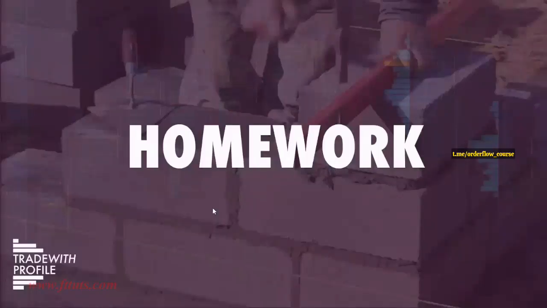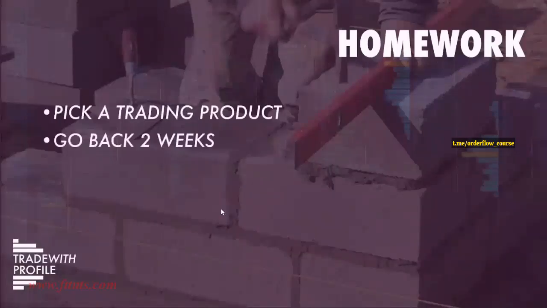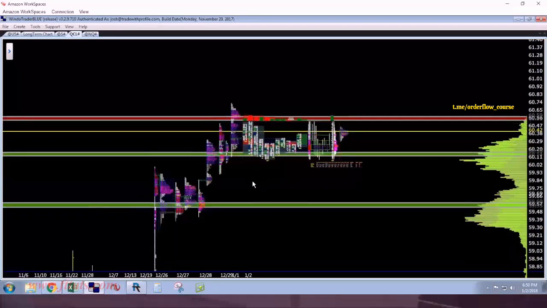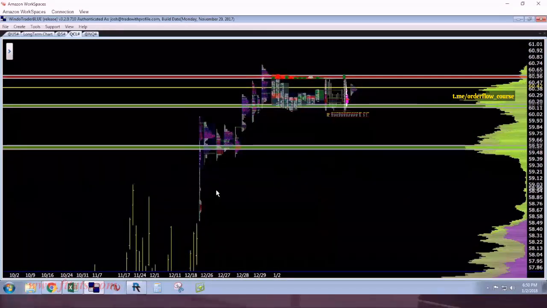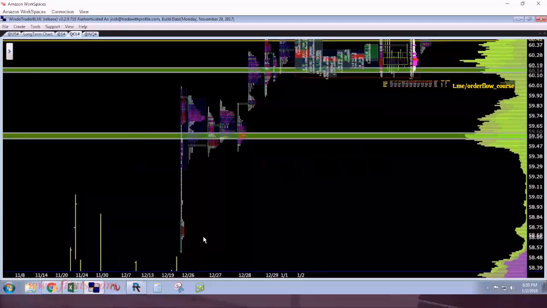So let me give you some homework for this module. Pick a trading product, go back 2 weeks, and print out charts, specifically if you have access to time-based profiling charts, and mark them up based on open types and day types. In students that I work with, we often will go back and look at specific days and say, okay, what type of open was it? What type of day was it?